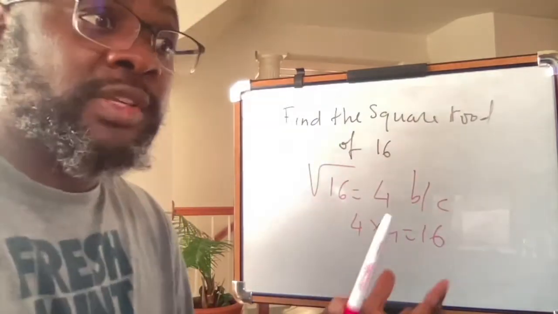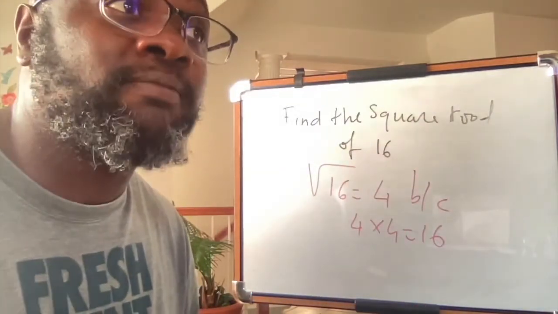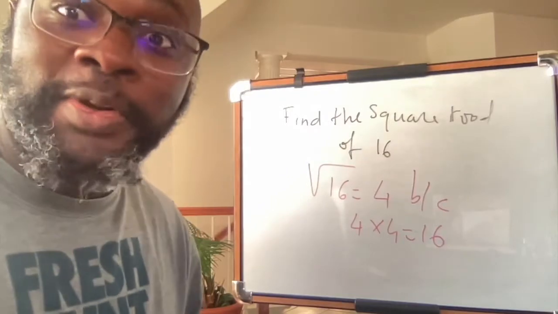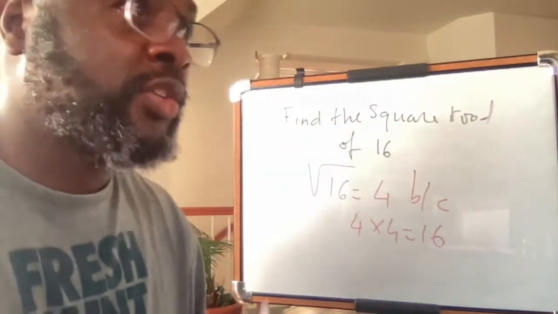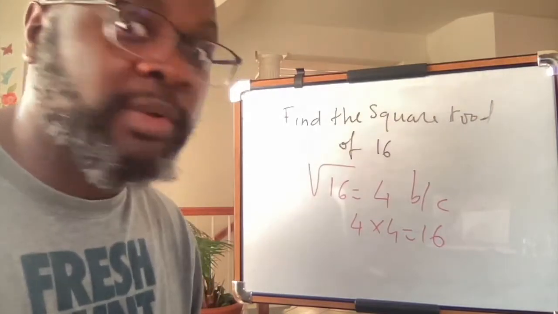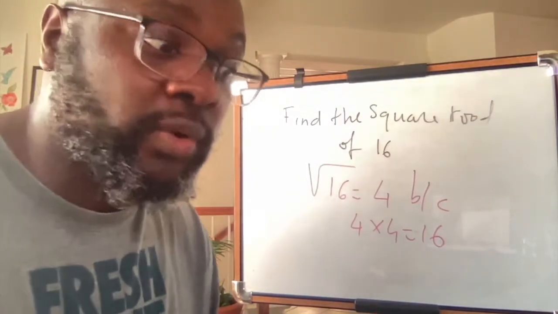So if I give you, for example, square root of 81 is 9, because I know that 9 times 9 is 81. That's because I learned my times table. What is square root of 144? It is 12, because 12 times 12 is 144.